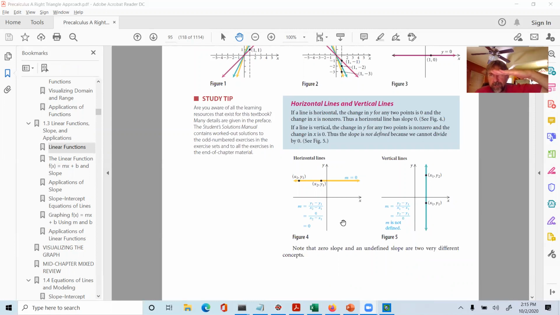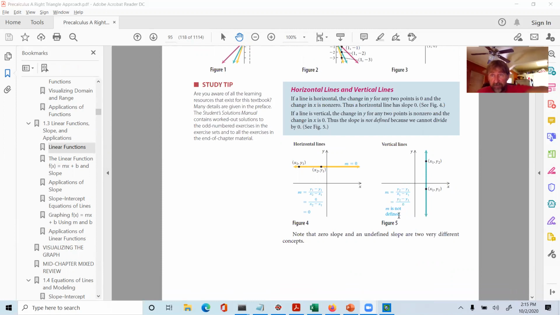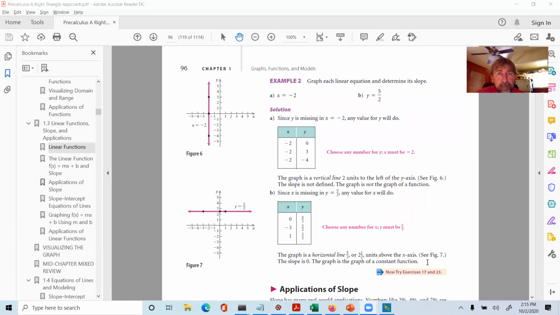Horizontal slope, no change in y. Vertical slope, no change in x. Can't divide by 0. It's infinite. Remember, as we went 0.9, 0.99, 0.999, we kept increasing by a factor of 10 in the slope as we add another decimal place of accuracy. Okay, graph each linear equation and determine its slope. So I hate when they keep giving us all the exceptions first.